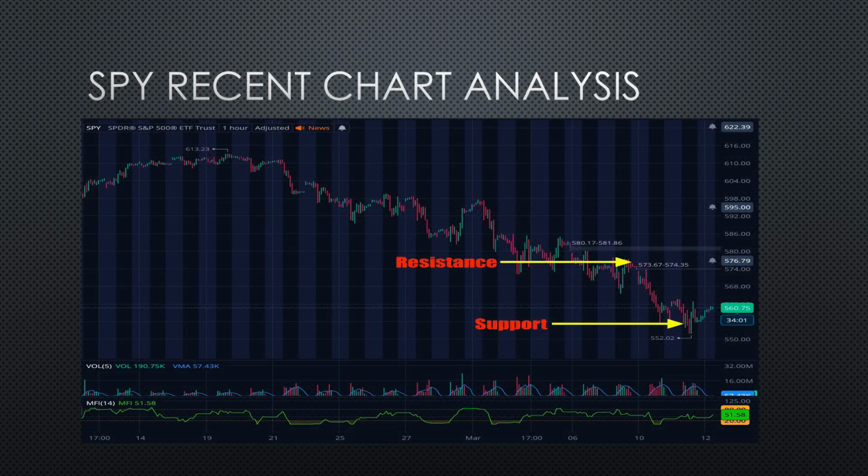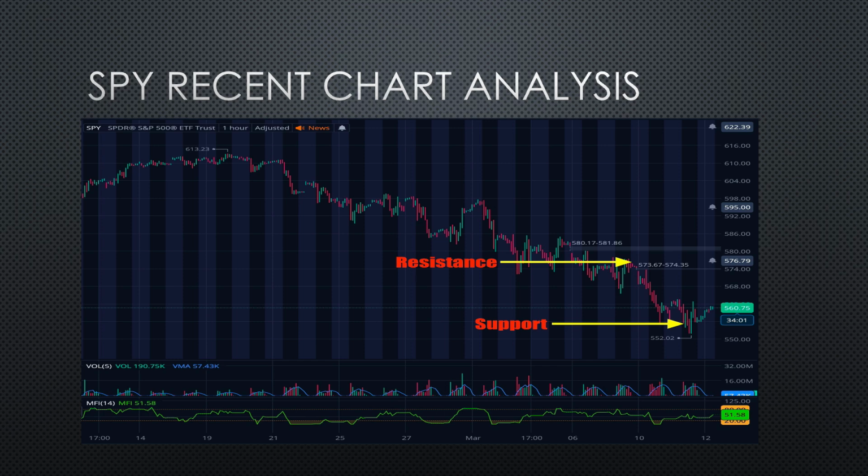SPY recent chart analysis. Now let's apply these concepts to SPY's recent price action. As of March 11, 2025, the SPY has defined support at 567.99 and resistance at 581.13. The most significant recent development occurred on March 10th when the SPY fell 2.65% from 575.84 to 560.58. This represents a breakdown below established support.